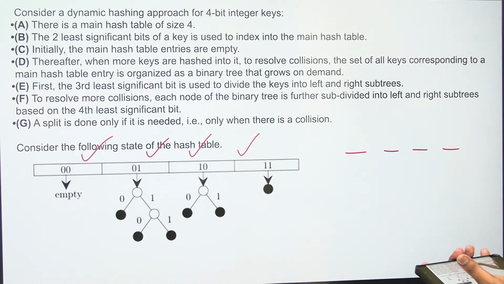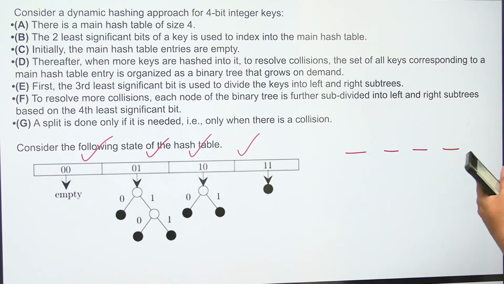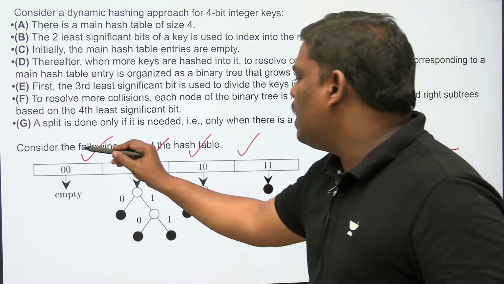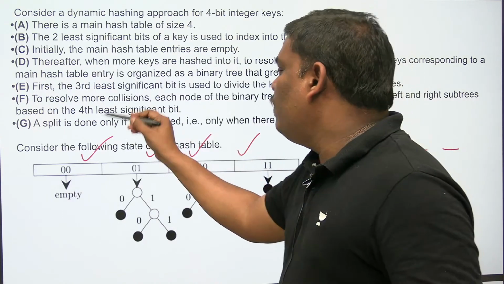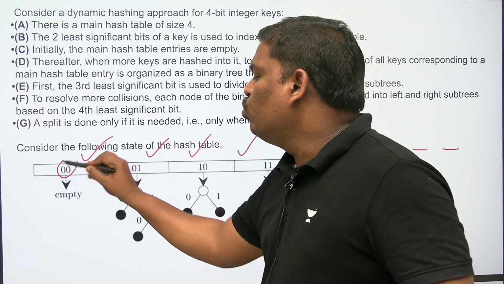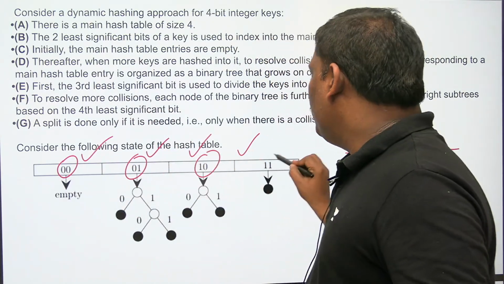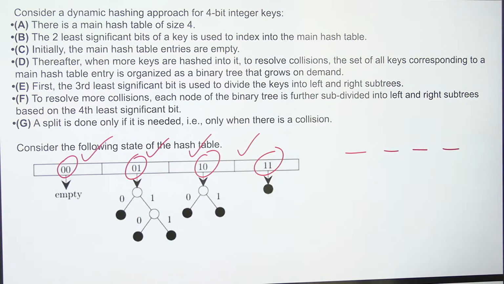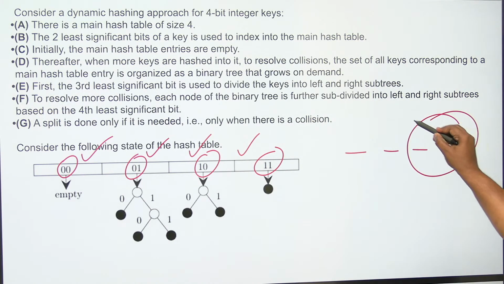Next one: the two least significant bits of the key are used to index into the main hash table, because 4 slots are there in this table. To give the number for every slot, 2 bits are required. Those 2 bits may be 00, 11, 01 or 10. So every key contains 4 bits, and the LSB 2 bits are used for looking for one of the slots in the table.